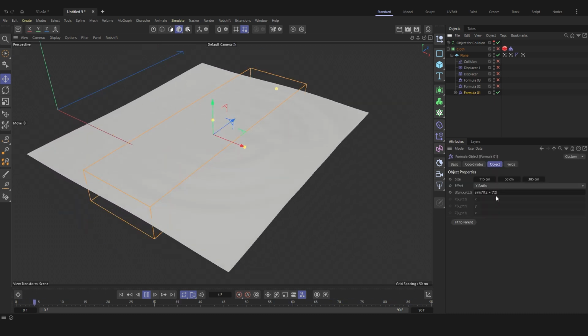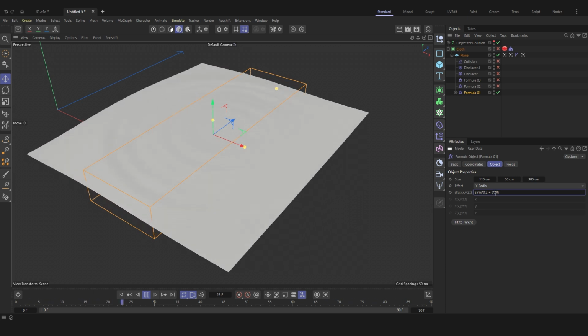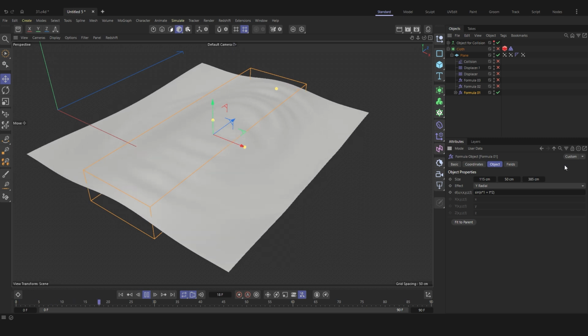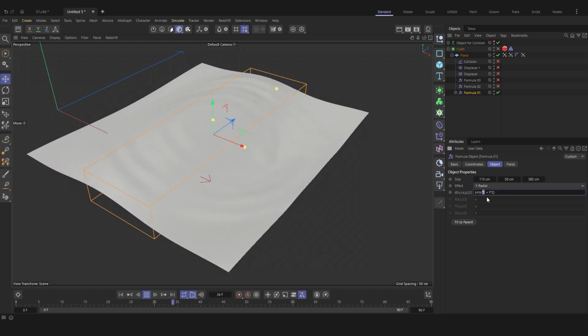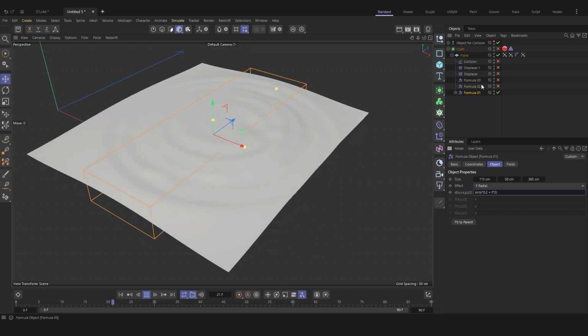T times 2 animates the wave over time, making it travel along the x-axis. X times 0.2 controls the wave frequency along the x-axis, basically the distance between the crests.